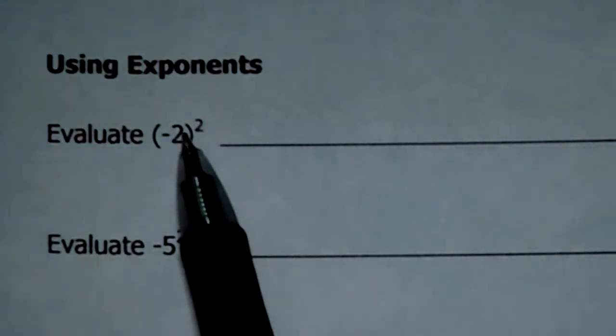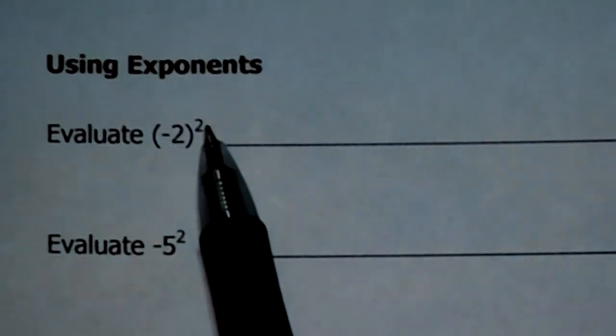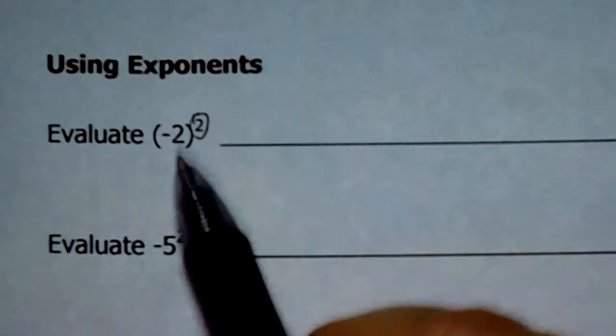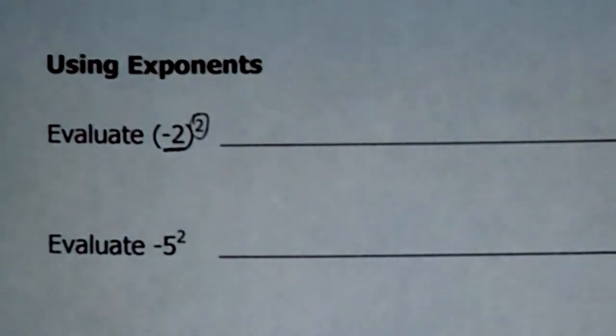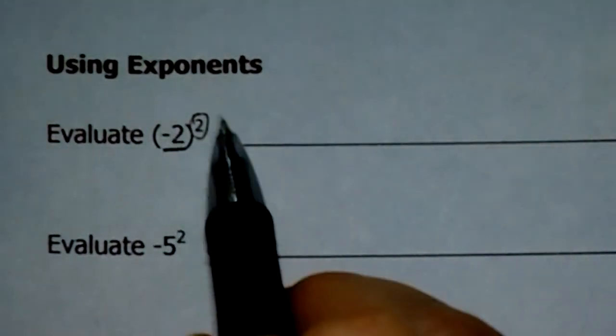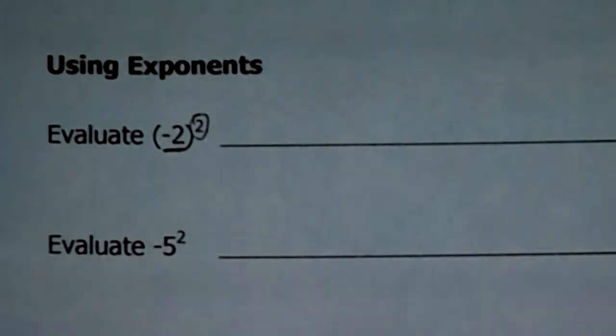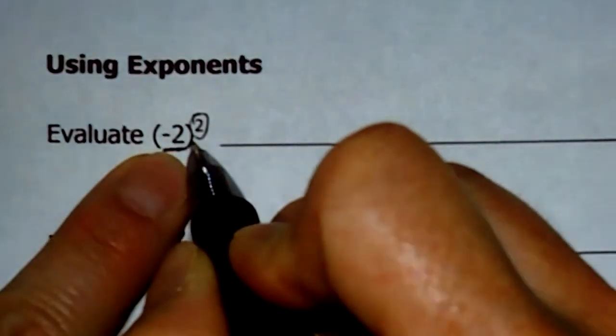So if I want you to evaluate the quantity of negative 2 squared, the first thing you need to understand is this tells me how many of the base I have. And the base is just the number that you're raising to the power. So if I ask you to evaluate the quantity of negative 2 squared, that means you get to keep the negative with the 2. Okay? So this is my base, negative 2.